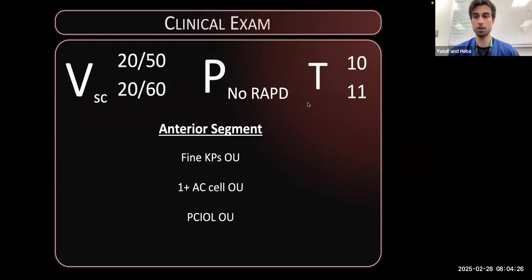On exam, the visual acuity was 20/50 in the right eye and 20/60 in the left eye, and the pupils were normal. The pressure was also normal. The anterior segment exam demonstrated some fine KPs in both eyes and 1+ anterior chamber cell in both eyes. And as I mentioned, the patient was pseudophakic.